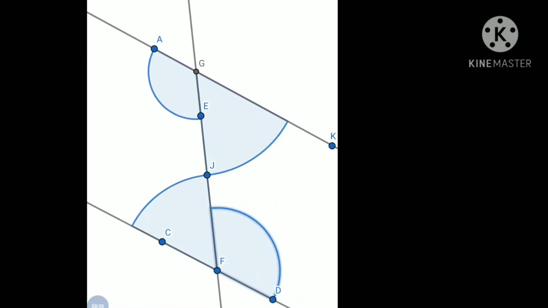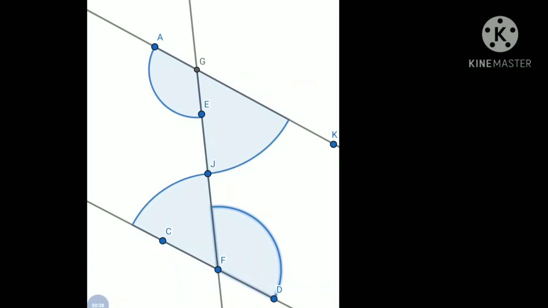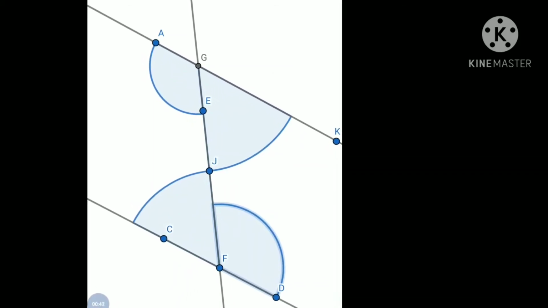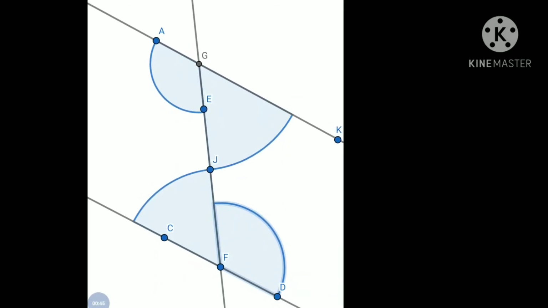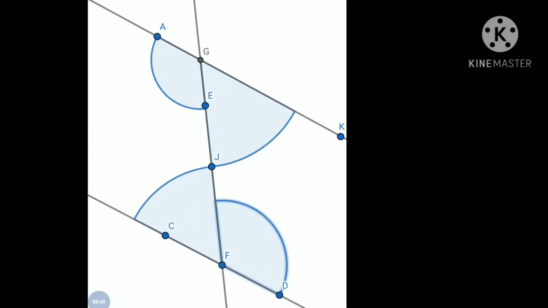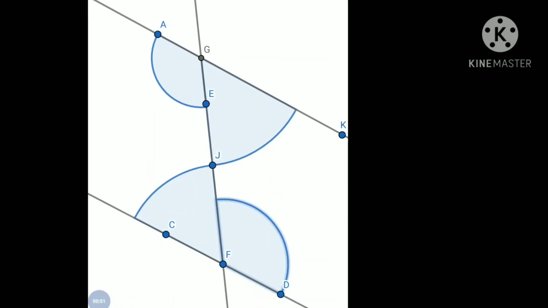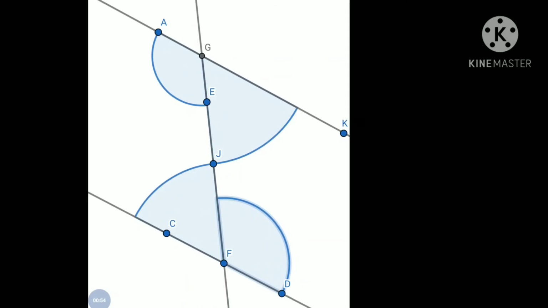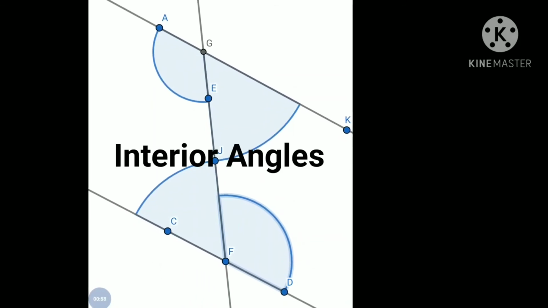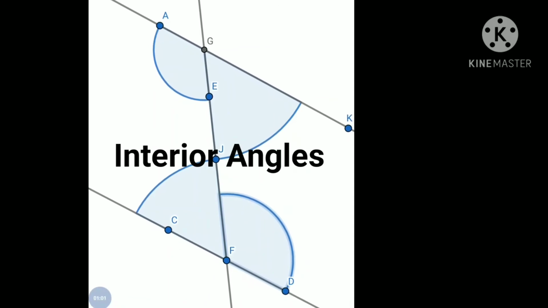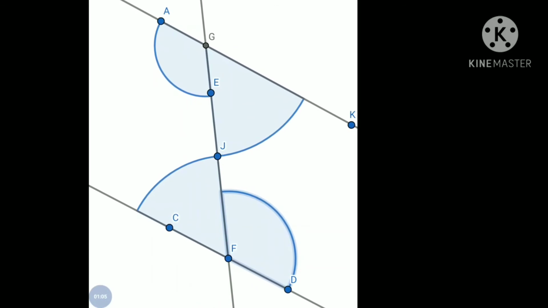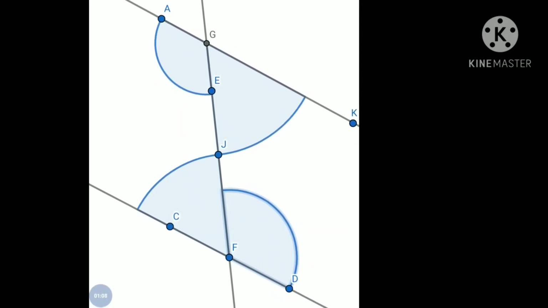Before going to learn, take your notebook and draw this figure. Draw two lines and cut the lines by another line and mark the angles like this. The first pair of angles formed, see I have marked some pairs of angles here. These angles are interior angles. Interior means inside.